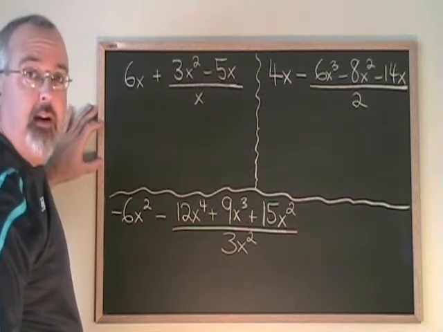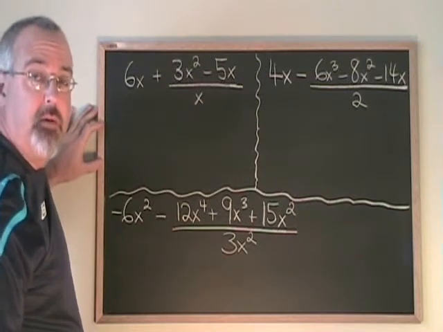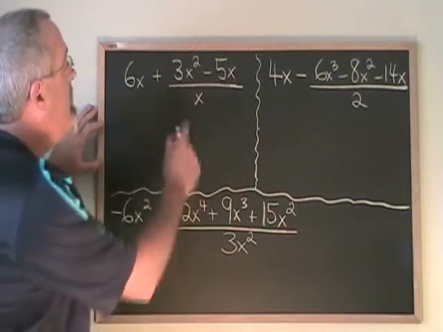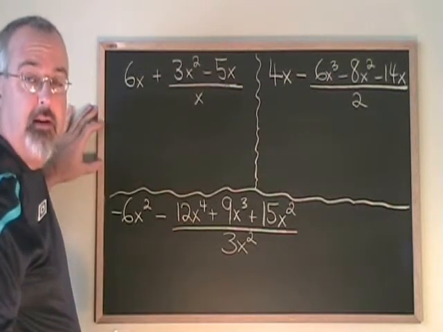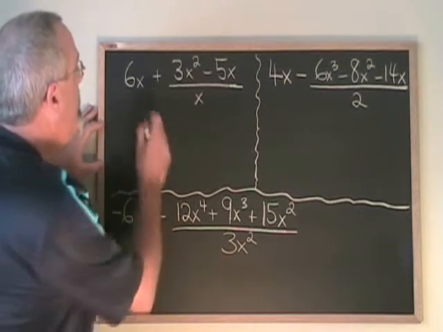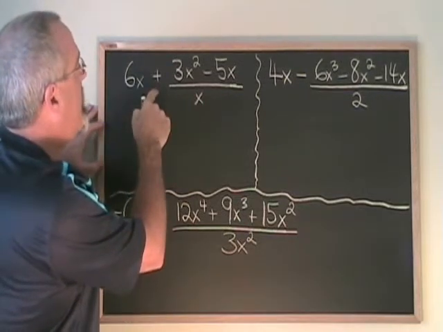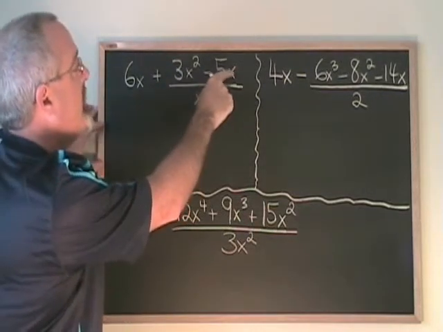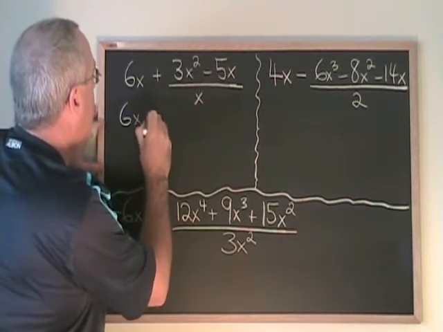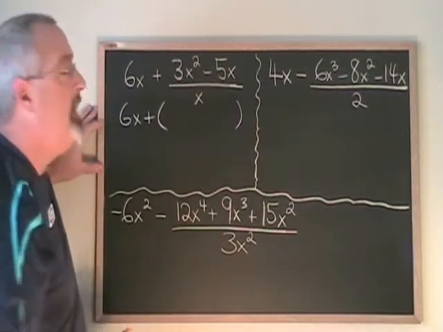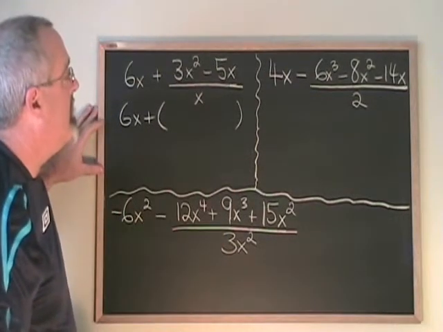I have a technique that makes it easy to avoid mistakes with giant fractions. You write the answer to the division in a bracket and then remove the bracket as a separate step. In this question we have 6x plus 3x squared minus 5x over x. I write 6x plus, and I put a bracket. And then I put the answer to the division inside the bracket.